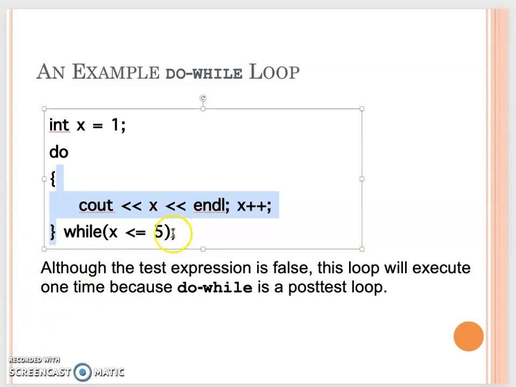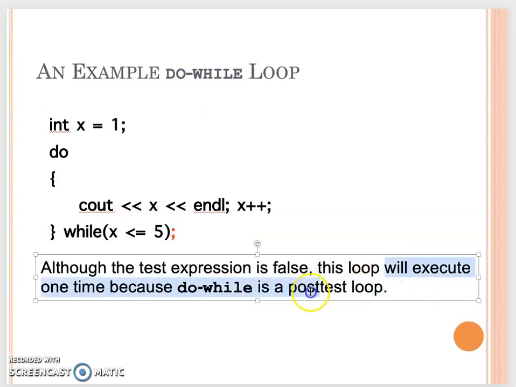So that's why, before in our while loop, we possibly never execute the braces. But the do-while loop will execute at least one time.